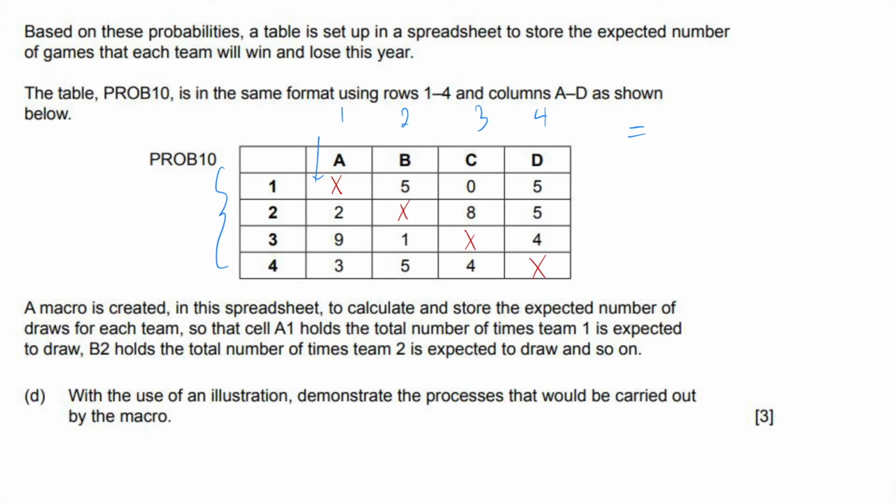So what we need to decide now is how we can use the information we have in other cells in order to calculate the number of games in which, for example, team 1, team 2, team 3, and team 4 would have achieved a tie. So let's start with writing the macro for team 1.